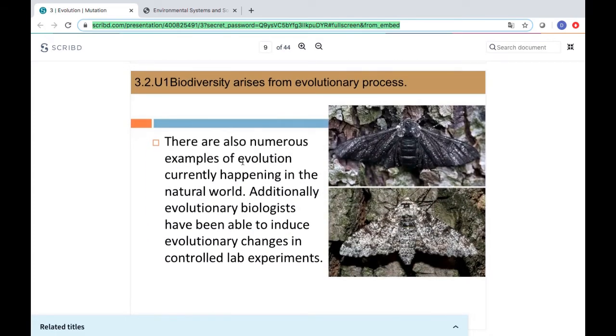There are also numerous examples of evolution currently happening in the natural world. Additionally, evolutionary biologists have been able to induce evolutionary changes in controlled lab experiments. And in this case, we have moths, and they have changed in order to have a new characteristic that is a mimic characteristic. When I say mimic, they are trying to reproduce the same environment. That way they can hide from predators. If you were a predator, you can see here the moth. And in this one, you cannot see it because it has a cover that is similar to the cover of the tree.